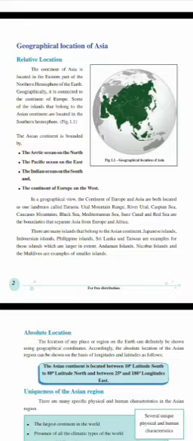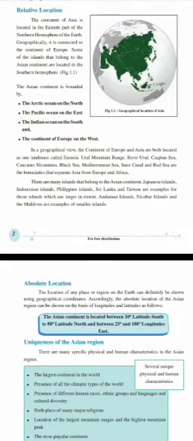Then there are some islands that belong to the Asian region. I think you may have heard them earlier. We can group those islands into two parts as larger extent islands and smaller islands. For large extended islands, Japanese islands, Indonesian islands, Philippine islands, Sri Lanka and Taiwan can be taken. And for smaller islands, we can take Andaman Islands, Nicobar Islands and Maldives.